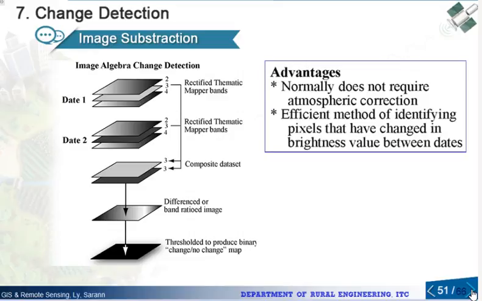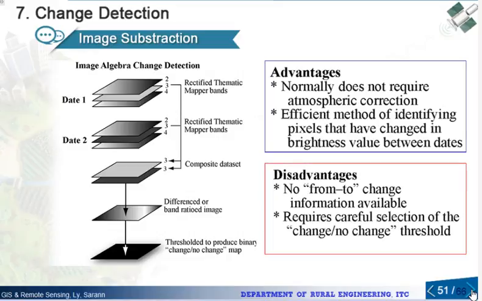The advantage of image subtraction is that it normally does not require atmospheric correction, and it is an efficient method of identifying pixels that have changed in brightness value between dates. But there are disadvantages. No from-to change information is available, and it requires a careful selection of the change, no change threshold.